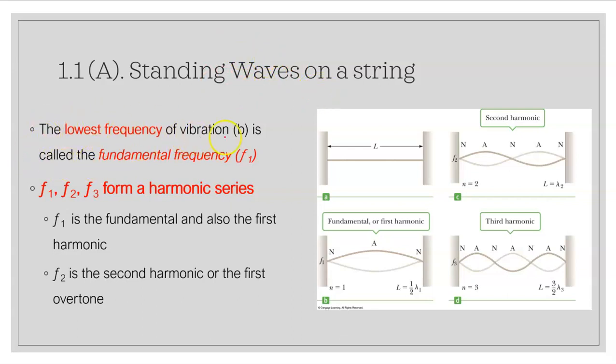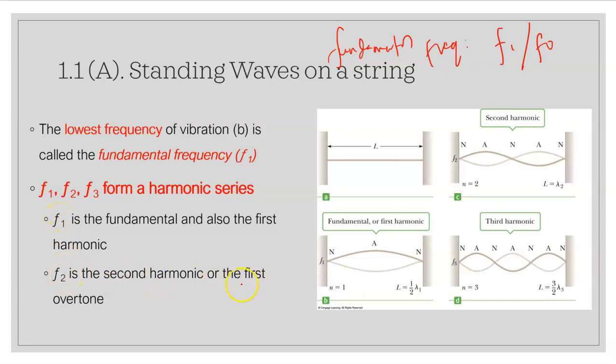Okay, the lowest frequency of vibration, okay, tengok pada yang B ini, pada B ini adalah the lowest frequency, is called a fundamental frequency. Or the symbol for fundamental frequency is F1. Ataupun pada setengah buku, symbol dia sama ada F1 atau ada buku-buku yang lain, mereka menggunakan F0. Okay? F1, F2, and F3 form a harmonic series, means ada bunyi harmoni yang kita dengar terhasilnya daripada F1, F2, and F3. Okay, F1 is the fundamental and also the first harmonic, bunyi yang the lowest yang kita dengar yang pertama yaitu dikenali sebagai the fundamental frequency or F1 ataupun F0.